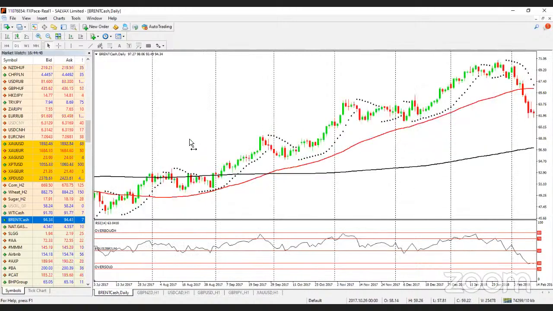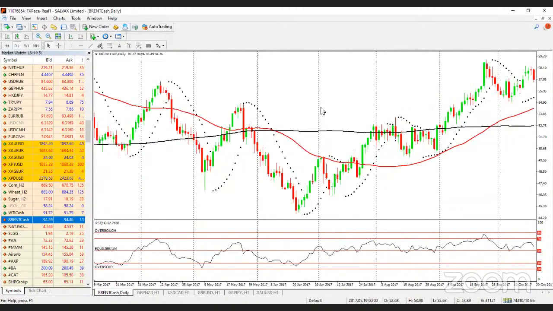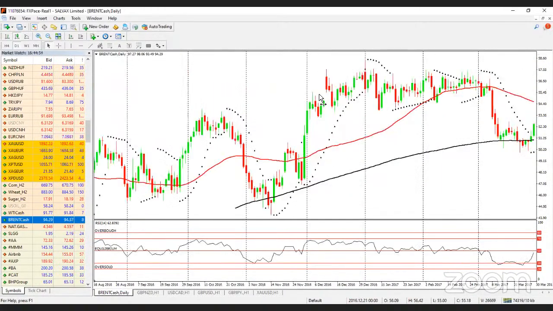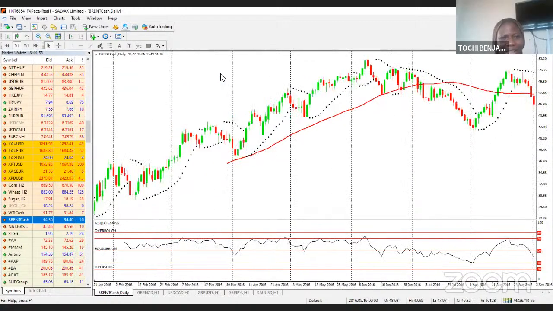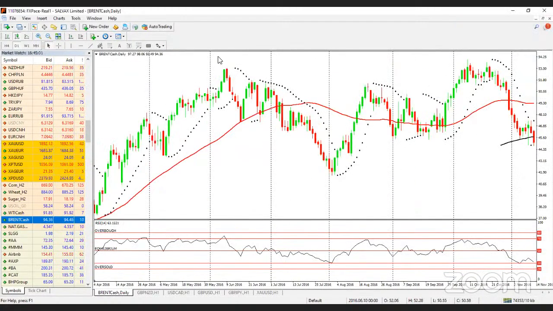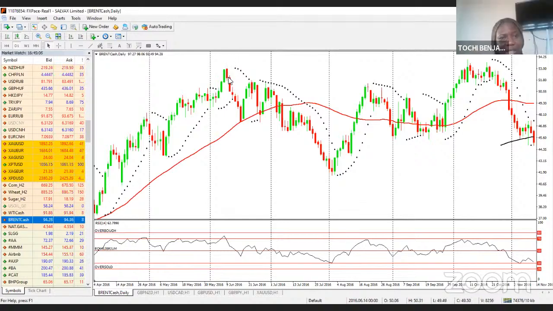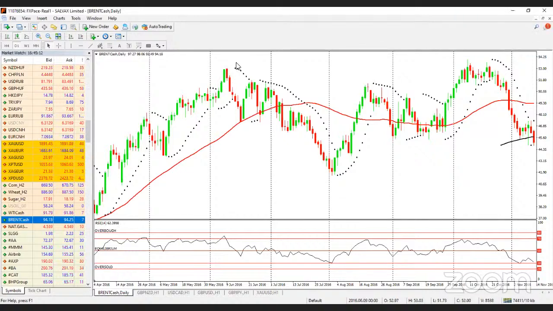I cannot find abandoned baby. I cannot find abandoned baby. See the piercing line here. See, this is on oil, a piercing line. After it, oh, I love the piercing line. This is what I expected on gold. This is what I expected on gold yesterday. But yesterday, they messed me up.